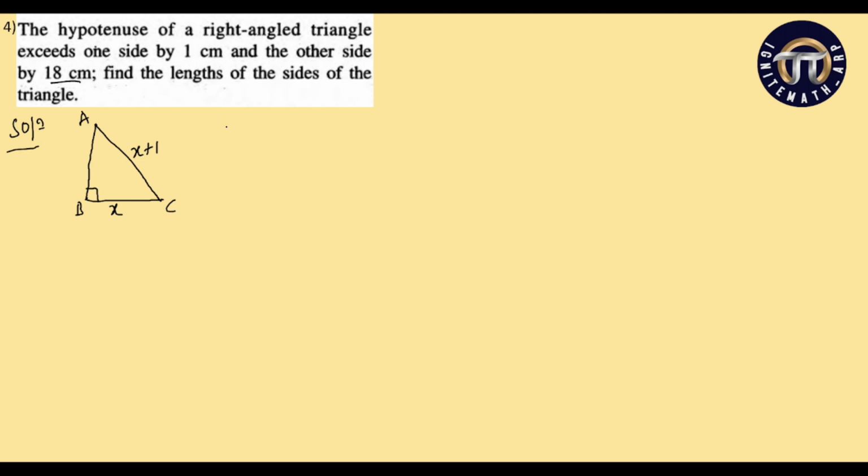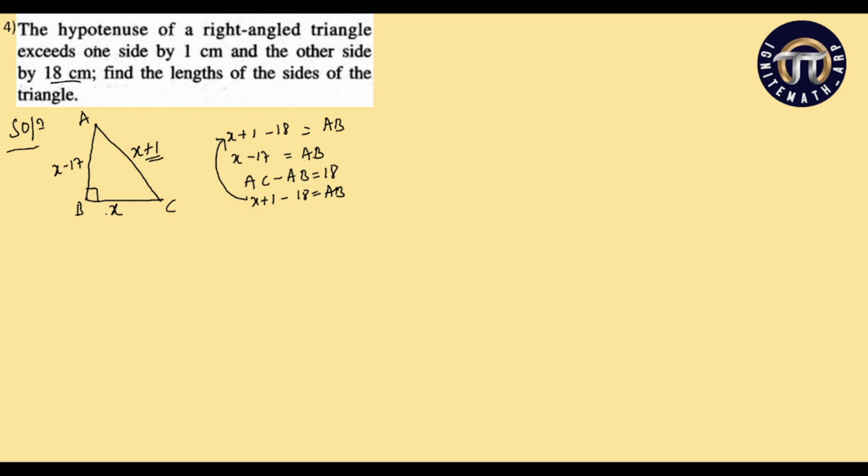So how can I write, children? It is nothing but x plus 1 minus 18 is going to be AB. Clear, children? So x minus 17 is going to be AB, right, because AC is more than the other side by 18 centimeter. In the sense, AC minus AB is equal to 18. So AC is x plus 1, minus 18 is equal to AB. That is how I get x minus 17 is equal to AB.